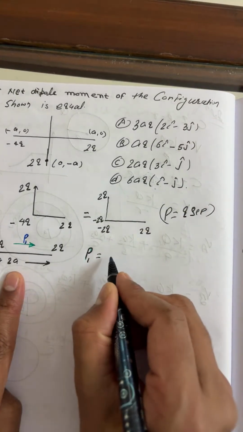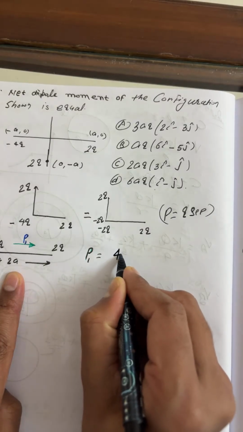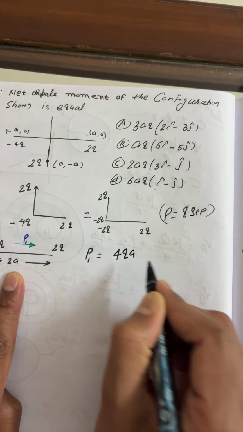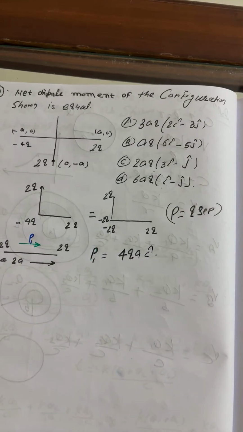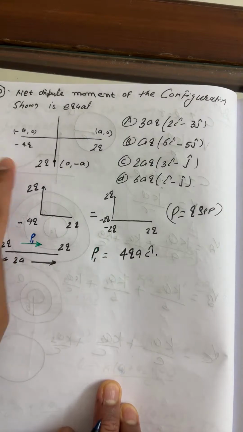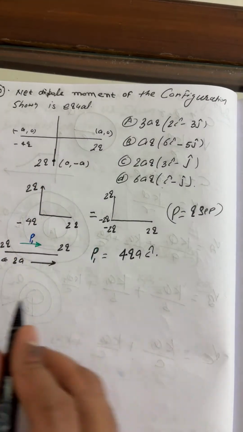So this is 2a. So what you can write, beta? 2 times 2q into a, that is 4qa, plus i cap. Now, beta, this is minus 2q and this is 2q.